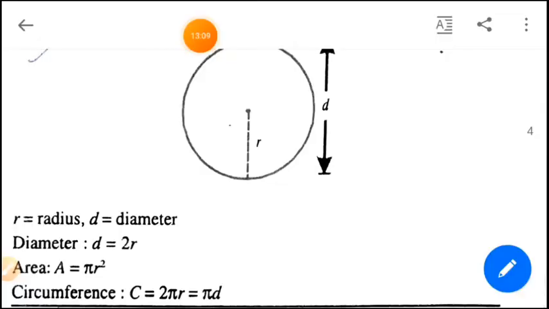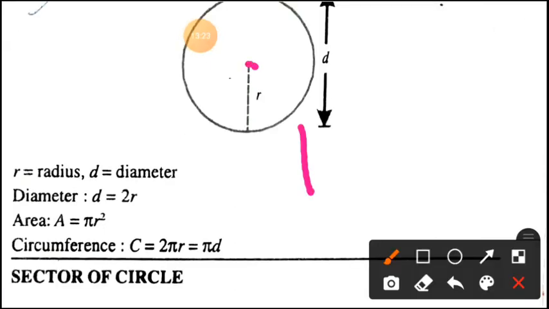Next geometric figure is circle. Sorry, this point is called the center, and this distance is called the radius of the circle. Here let us take it as C. C is the center of this circle, and R is the radius of this circle.